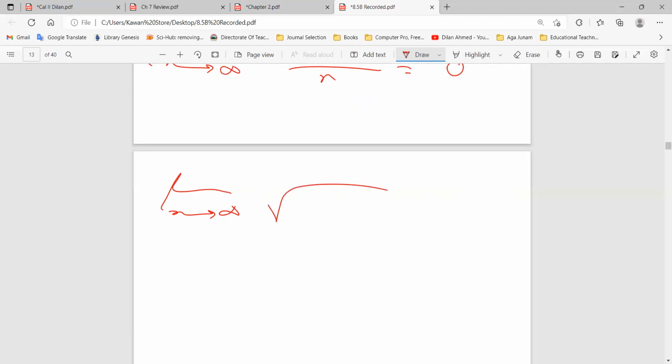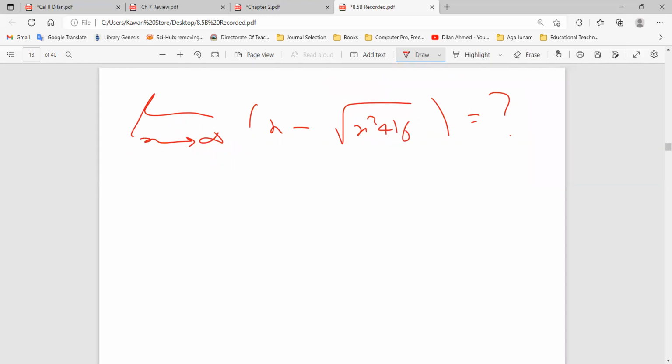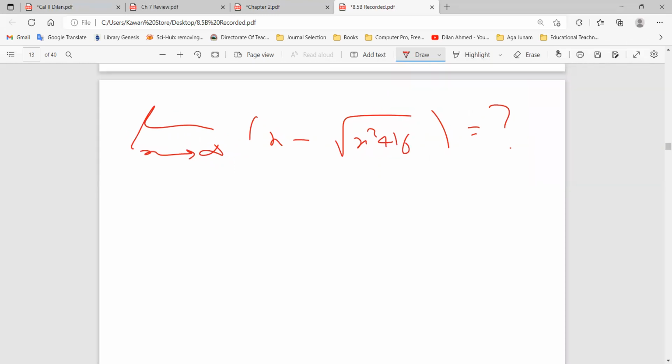So we have what? Let me check. x minus the square root of x squared plus 16. Let's go, what will I get? The result. Just give me the result. 0, 1, 2, 5. 0. Why? Infinite minus infinite is 0.